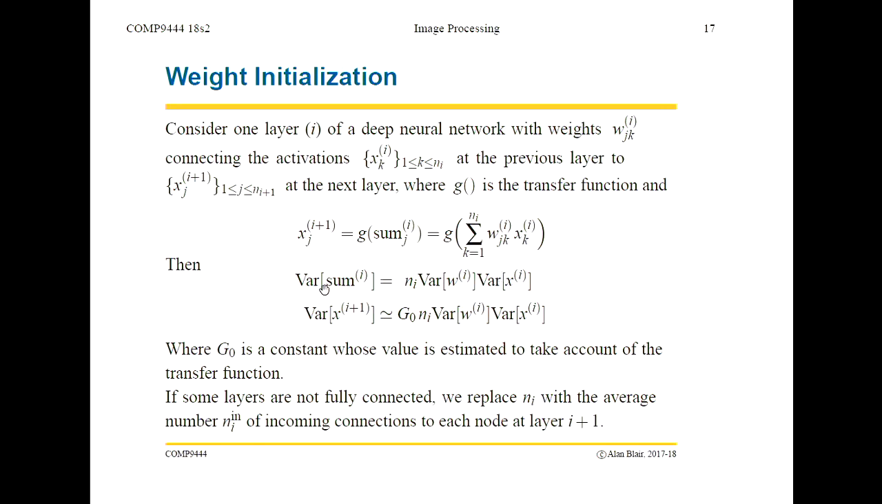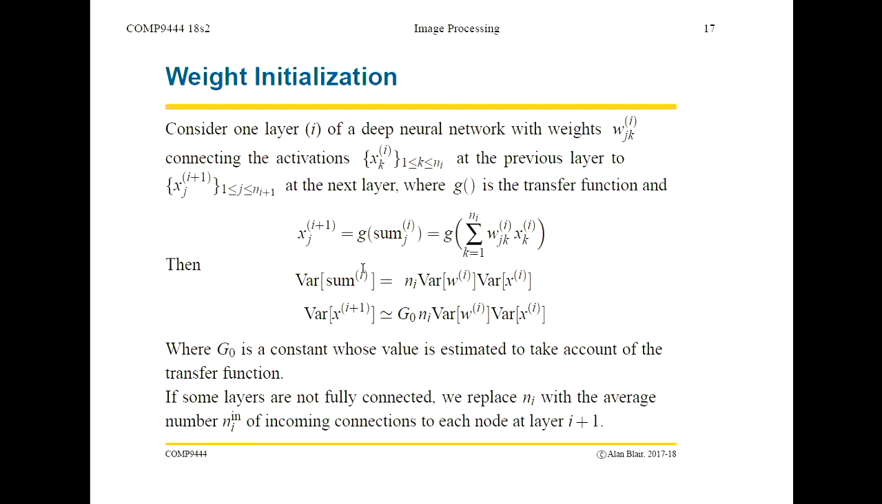And the answer is that the variance of this sum is going to be the number of input nodes, the number of nodes that connect to that node, times the variance of the weights times the variance of the activations. And then we have to take account of the transfer function. So we just multiply by some constant that takes account of the transfer function.